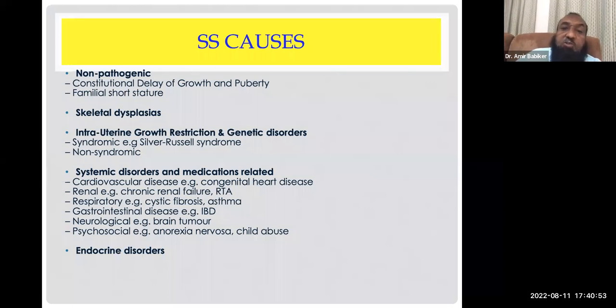Then systemic disorders, chronic illnesses. So chronic illnesses, especially the renal, chronic renal failure, and the gastrointestinal, so inflammatory bowel disease or celiac disease malabsorption. But other chronic illnesses like asthma or cardiovascular can also result in stunted growth. Then we have endocrine causes, okay? So these are the causes of short stature. Non-pathological: constitutional and familial. Pathological: skeletal dysplasia, chronic illness, IUGR, syndromic or non-syndromic, or endocrine disorders.